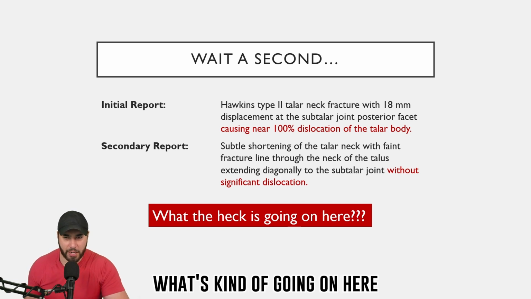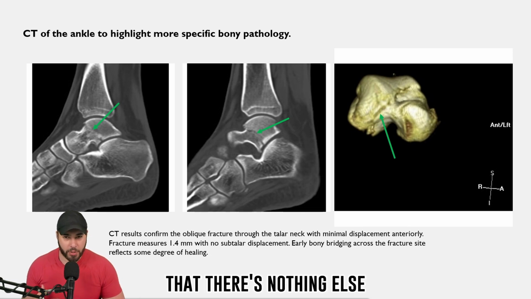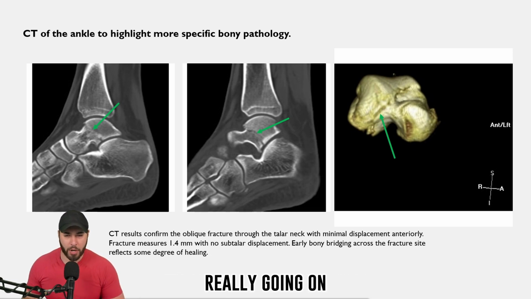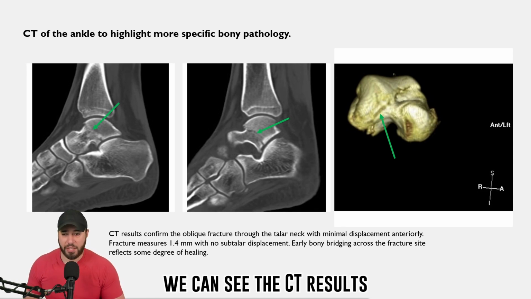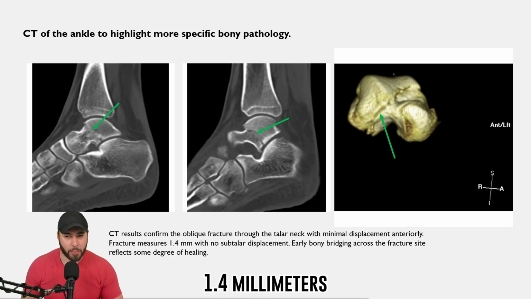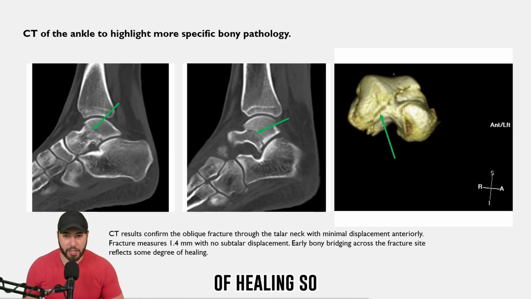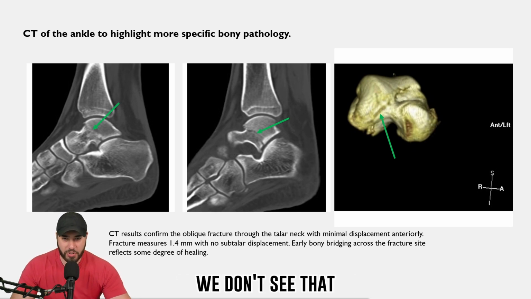Kind of ask ourselves what's going on here. So in a case like this, they'll often order a CT of the ankle to make sure that there's nothing else really going on, that there's no red flag sign. So in this case, we can see the CT results confirm the oblique fracture through the talar neck with minimal displacement anteriorly. The fracture measures 1.4 millimeters with no subtalar displacement. We can also see early bone bridging across the fracture site, which reflects some degree of healing. So it is healing, and that's why we don't see that displacement.